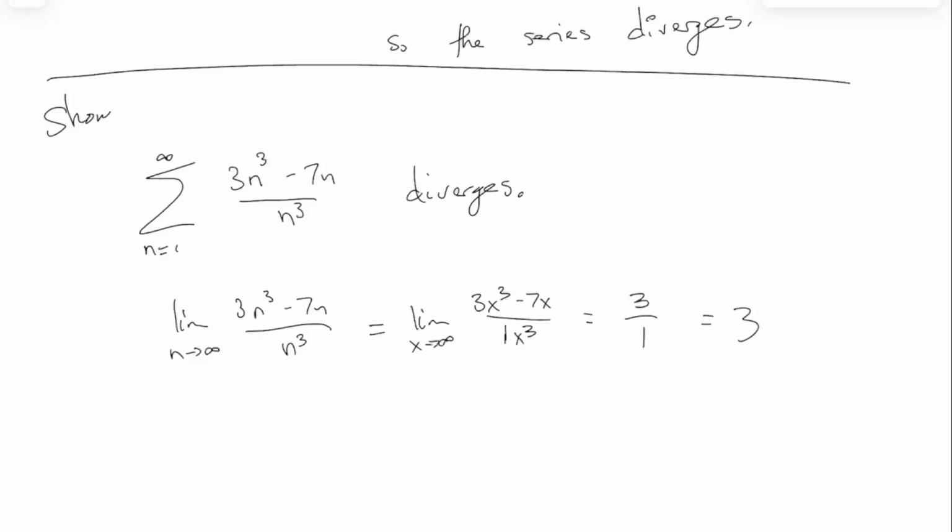But anyway, this is enough to show that the original series diverges, because the terms, their limit is not 0, it's 3, right? So the terms don't approach 0, and so the series diverges. This is a nice way to show that a series diverges, if you can show that the individual terms do not have limit 0. In this case, they have limit 3, and so it can't converge, it must diverge.